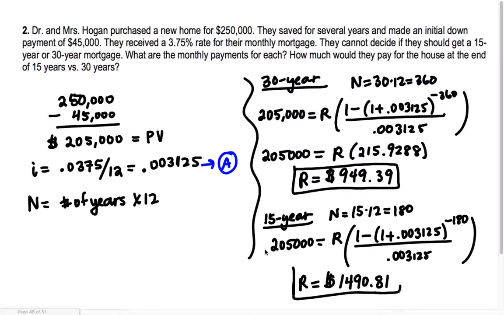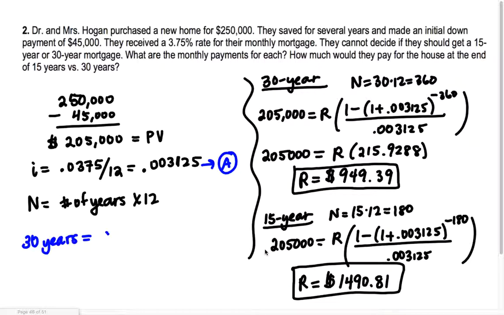All right, so that's going to be their monthly payments for each of them. So do you guys see the downfall of doing the 15-year? More money, right? But if you're working and you have a really good job and you can make that payment, that's a good idea. Because it says how much would they have to pay for the house at the end of 15 years versus 30 years.